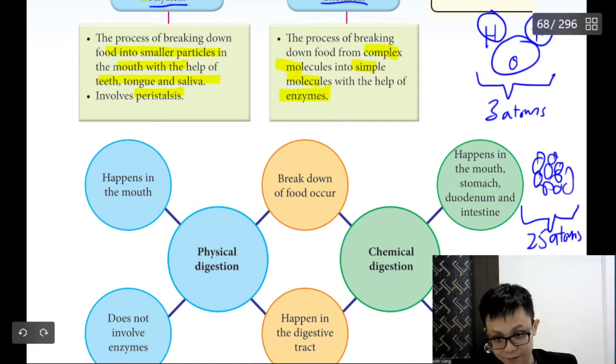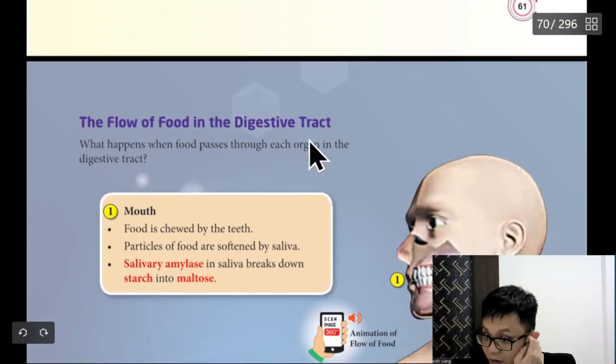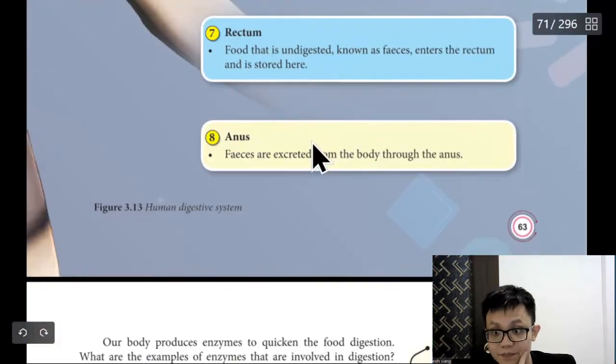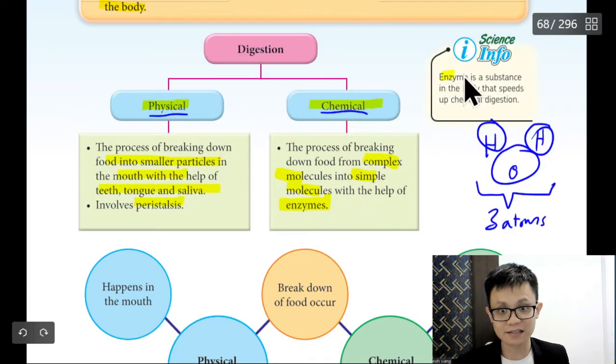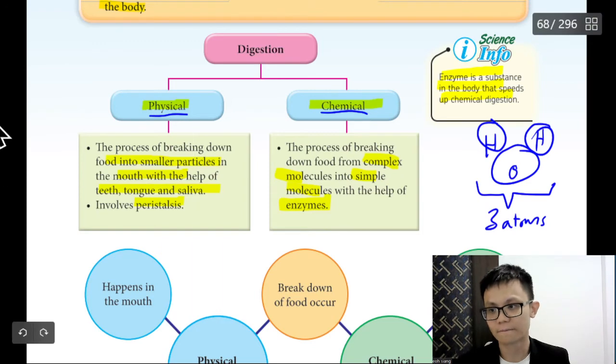What is enzyme? Let's see here, got explanation or not, what is enzyme? Okay, so enzyme is a substance in the body that speeds up chemical digestion. Enzyme means I give you enzyme and something becomes something. For example, like a big molecule. If I can draw it, let's say this is the enzyme. This is the big molecule.